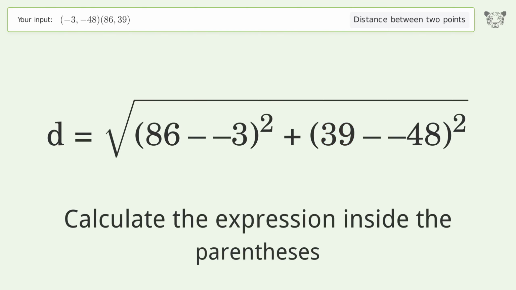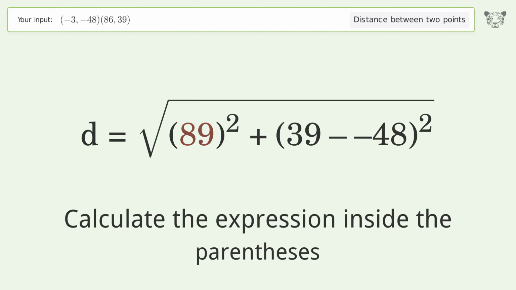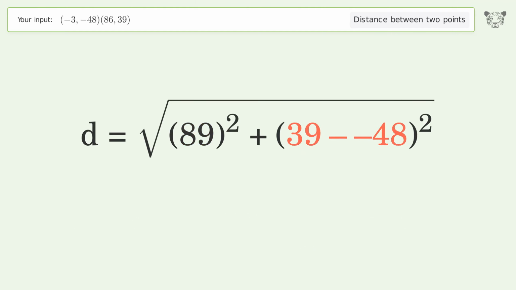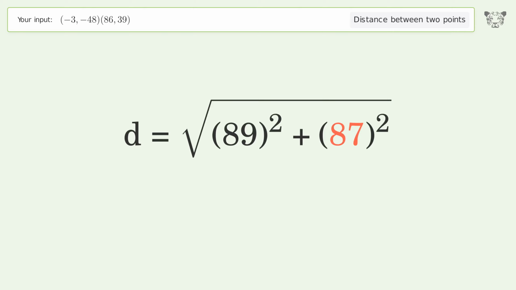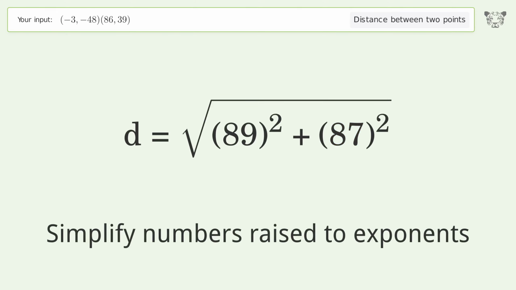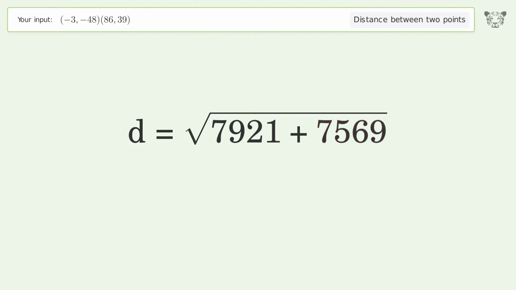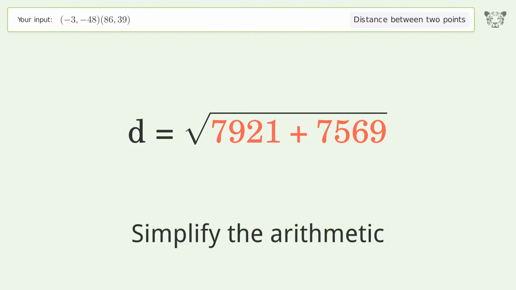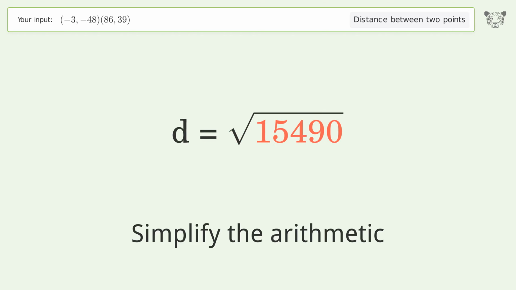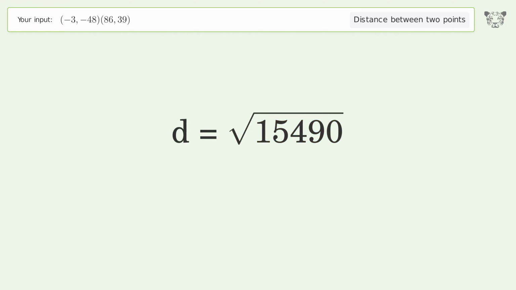Calculate the expression inside the parentheses. Simplify numbers raised to exponents. Simplify the arithmetic. And so the distance between the 2 points is the square root of 15,490, or 124.459.